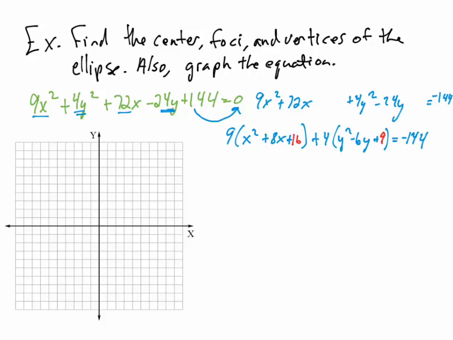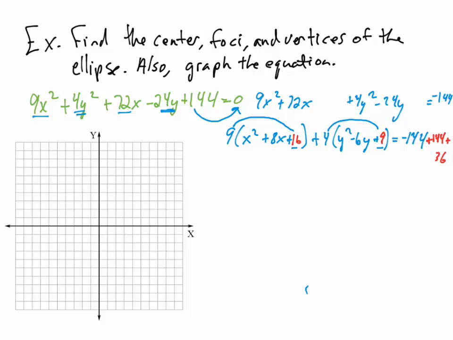Now be careful, I didn't just add 16 and 9. What I really did was add 9 times 16, which is 144. So I need to add 144 to the right hand side, and I need to add 4 times 9, which is 36. So plus 36.